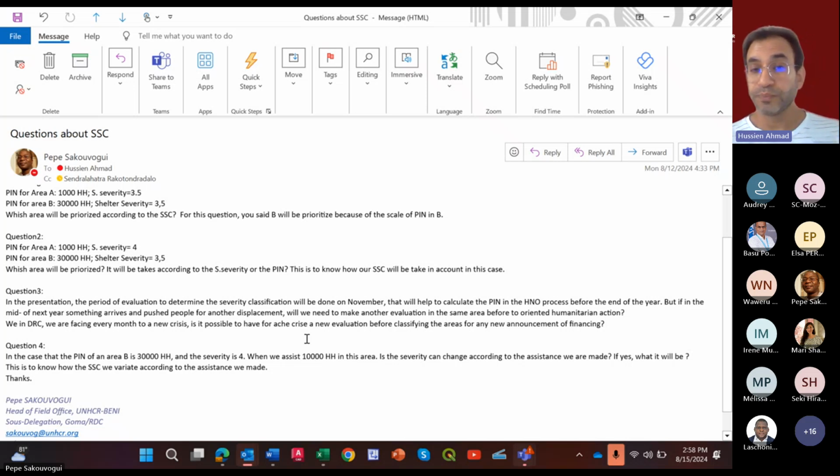But what we can do, if you remember, during the SSC, we were talking about the evidence list that should be captured throughout the year. And maybe every quarter, you produce now the shelter needs overview. We will talk about it next week. You have your document, you have your severity, you have your PIN per area, per population group.